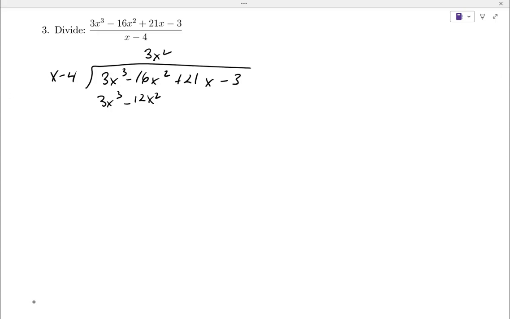Agreed? Okay. And then we subtract. When we subtract, what do we get? It'd be a minus 4x squared, right? Because we'll have a minus 16 minus a minus 12, so I'll add the 12. Yep, so we'll get a negative 4x squared. And then we bring down the 21x.